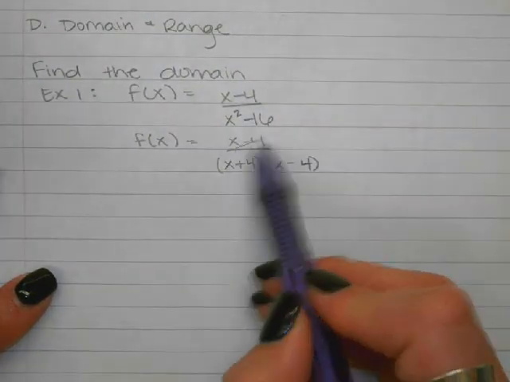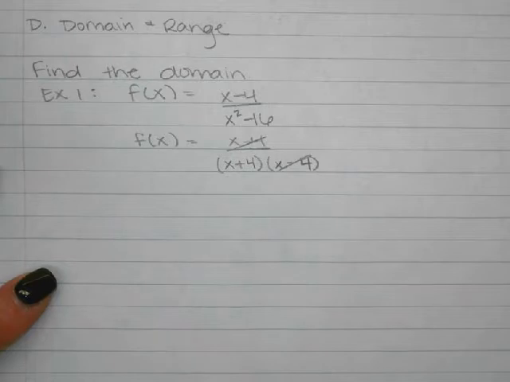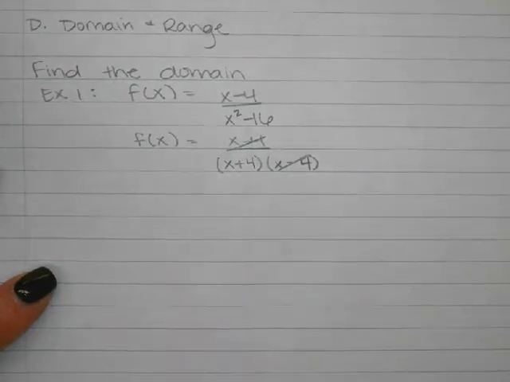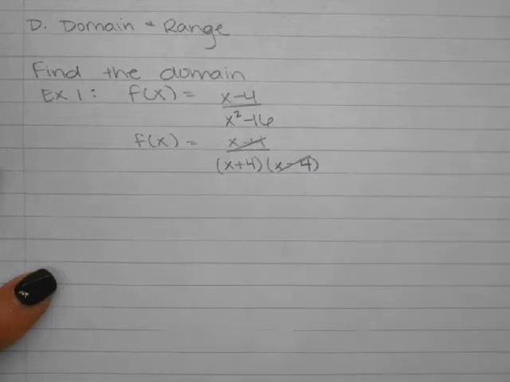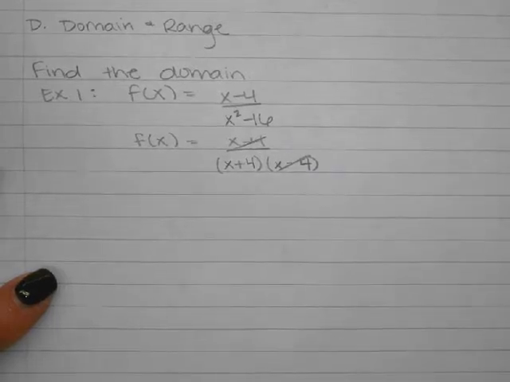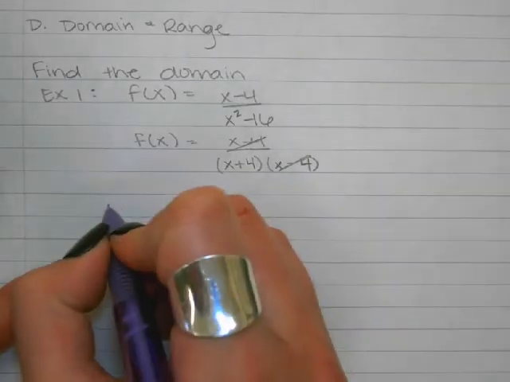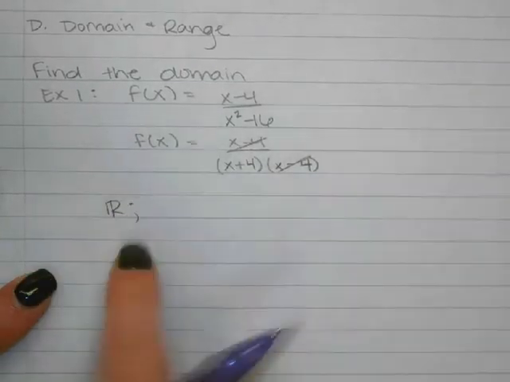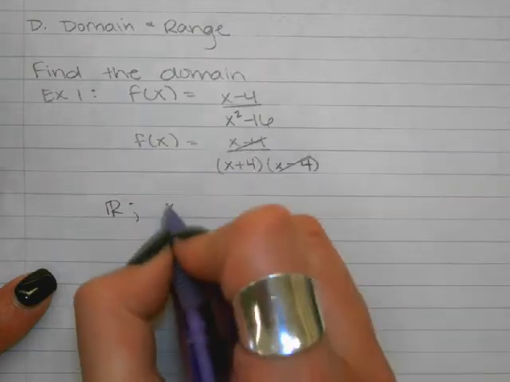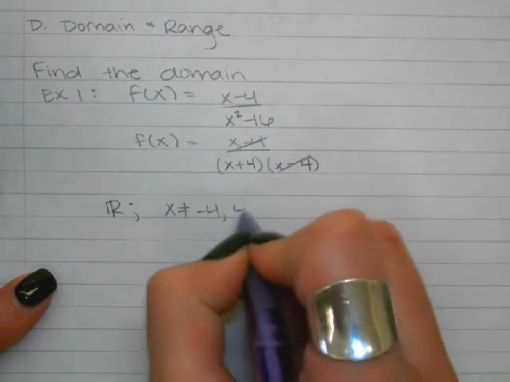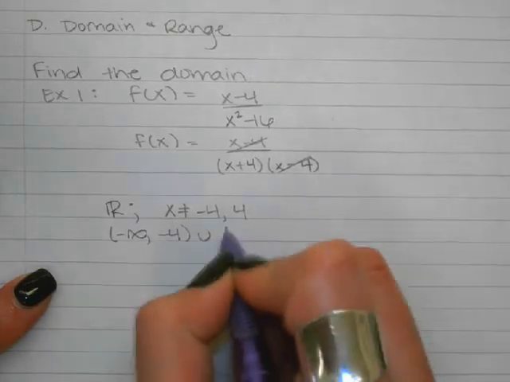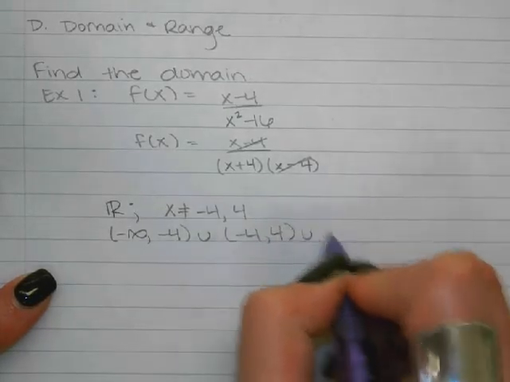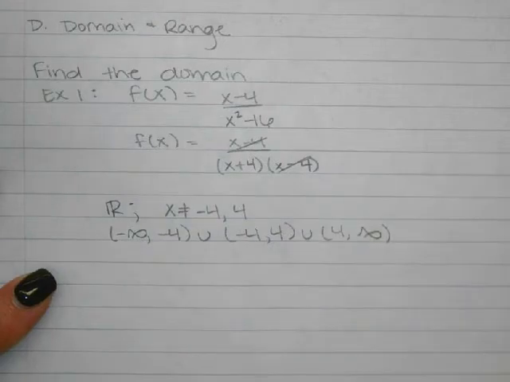So I can see that I've got these factors that cancel, which means that there must be a hole at an x value of positive 4. There must be a vertical asymptote at an x value of negative 4. But both of those values, positive 4 and negative 4, would be missing from the domain. So I've got 2 ways I can write this. Well, more than 2 actually. I can say all real numbers, but x cannot equal negative 4 and positive 4. Or I could say negative infinity to negative 4, negative 4 to positive 4, positive 4 to infinity.